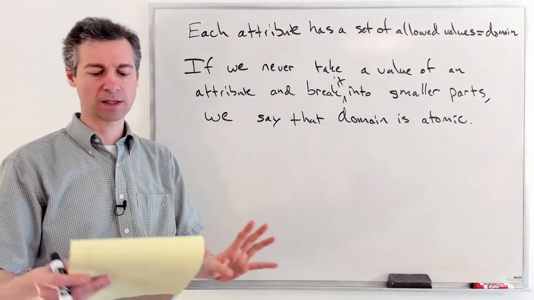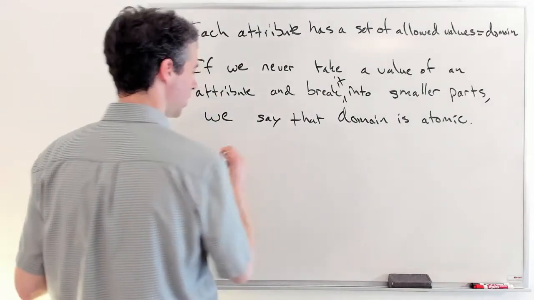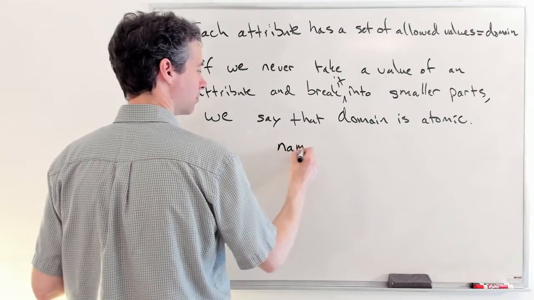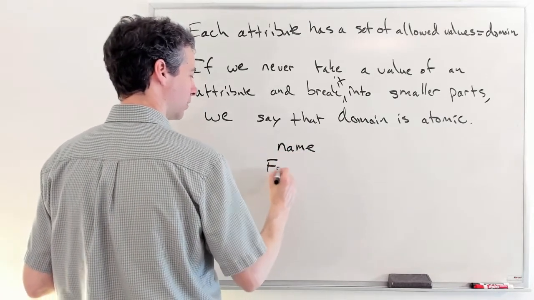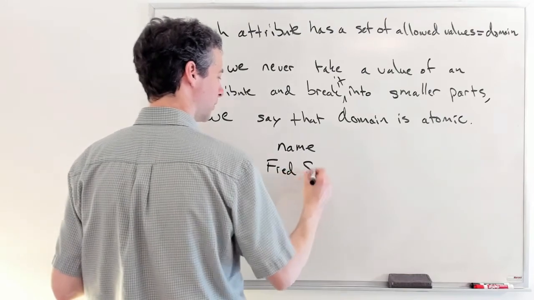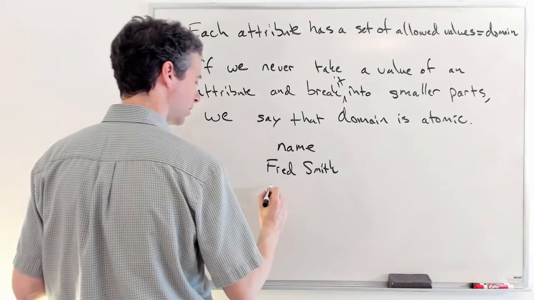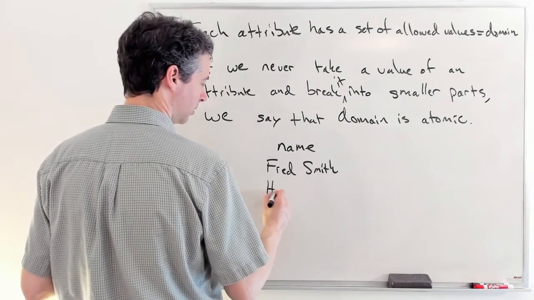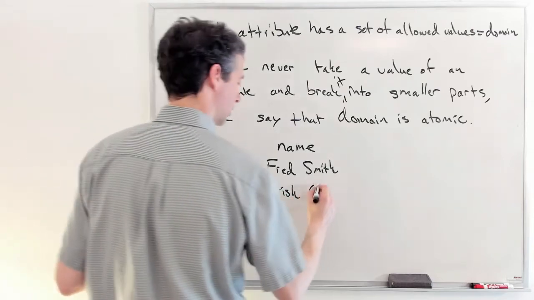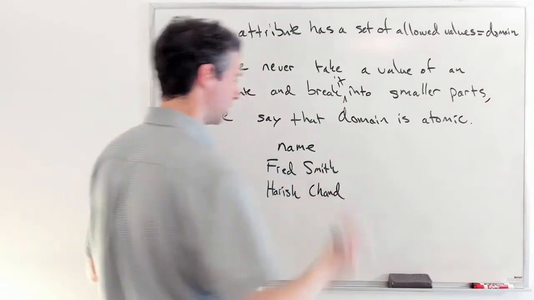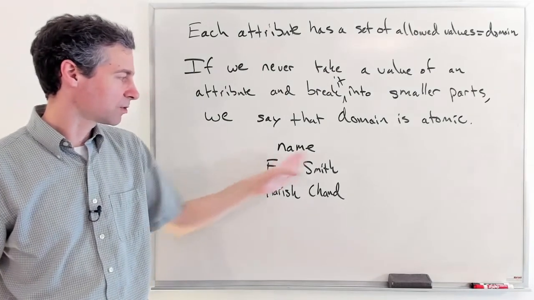This is highly abstract. Okay, so again, we had that table and we had a name attribute in it. So let's say we have a name like Fred Smith in there. And let's say we have a name in there like Harish Chand. All right. So we've got the notion of a first name and a last name.